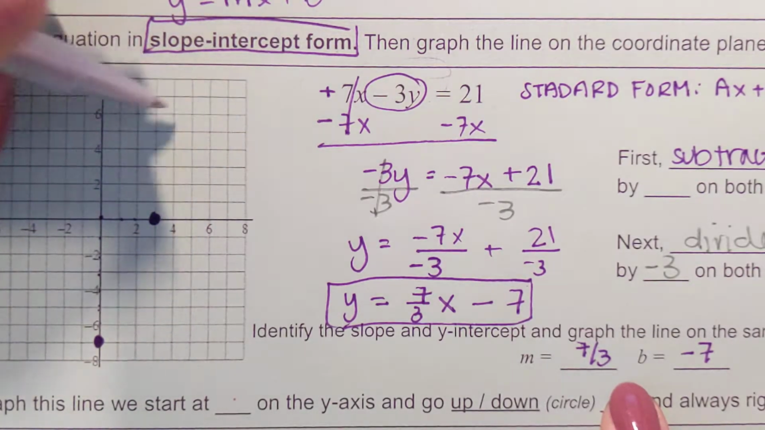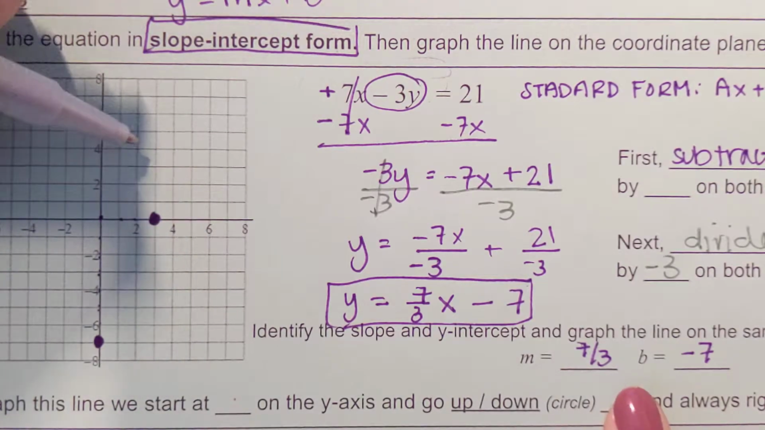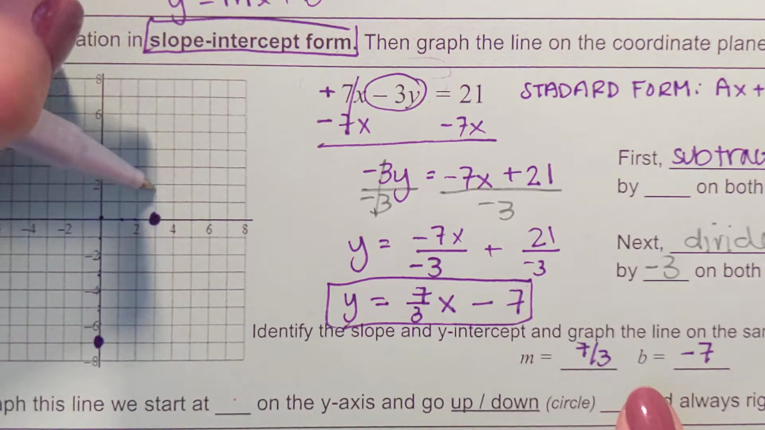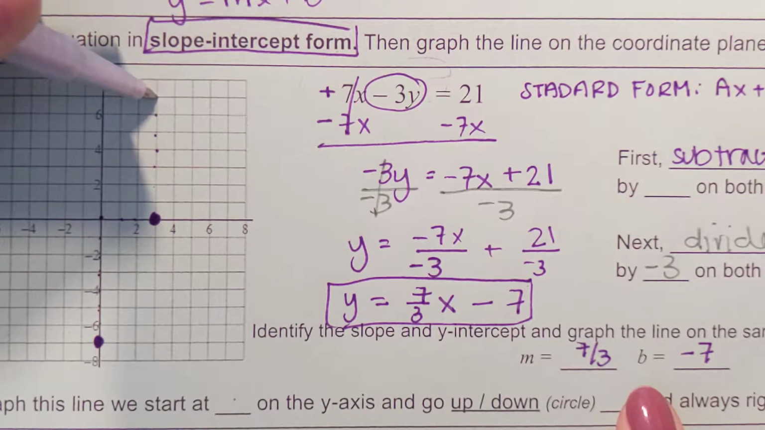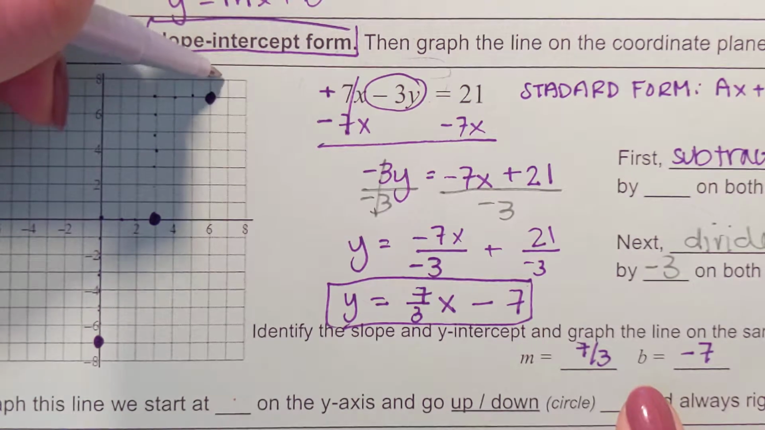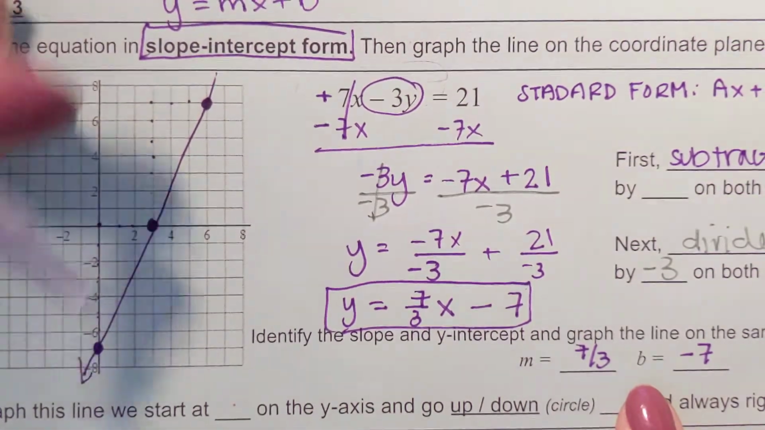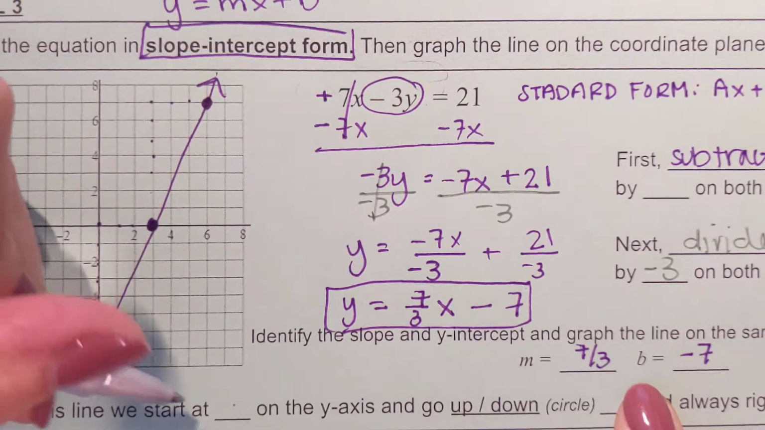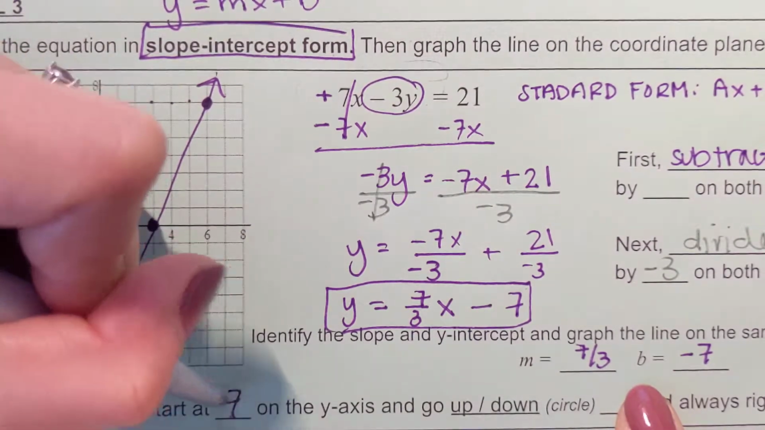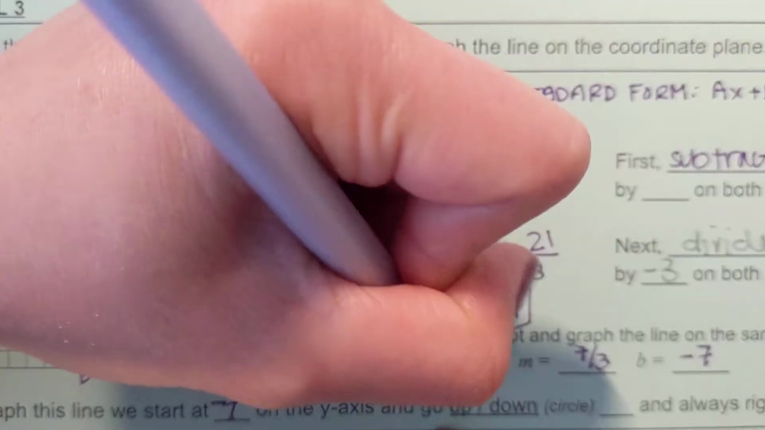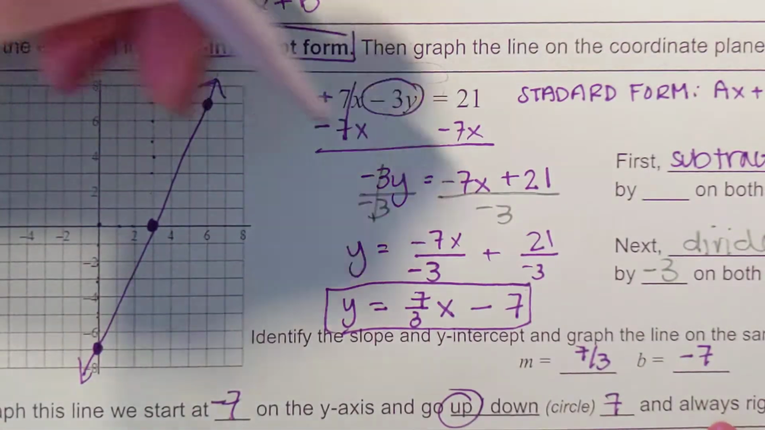And then let's do it again. Since I don't have a ruler, it would be helpful to have more points. So again, 1, 2, 3, 4, 5, 6, 7. 1, 2, 3. And there's my line. So to graph this line, we start at -7 on the y-axis and go up 7 and to the right 3.